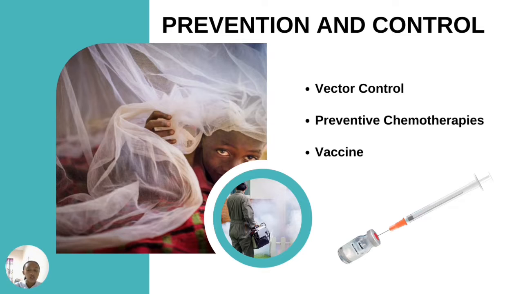And for the prevention and control, this is based on the World Health Organization, where vector control is the vital component of malaria control and elimination strategies, as it is highly effective in preventing infection and reducing disease transmission. So we have the two core interventions, the insecticide-treated nets and the indoor residual spraying. And also for the preventive chemotherapies is the use of medicines either alone or in combination to prevent malaria infections and their consequences.